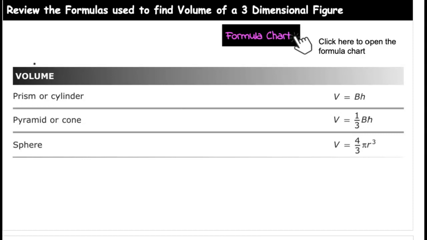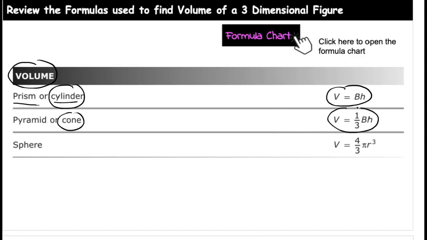Now in your formula chart, you're going to find a section titled volume. You do have the option for prism and cylinder on the first row. So the volume for a prism and a cylinder is found in the same way. Since we're going to be working with cylinders today, I'm going to be using this one, which is volume is equal to capital B times H. And then we're also going to be working with cones, which is volume is equal to 1/3 capital B times H. And then we're also going to be working with spheres. Volume is equal to 4/3 pi r to the power of 3.